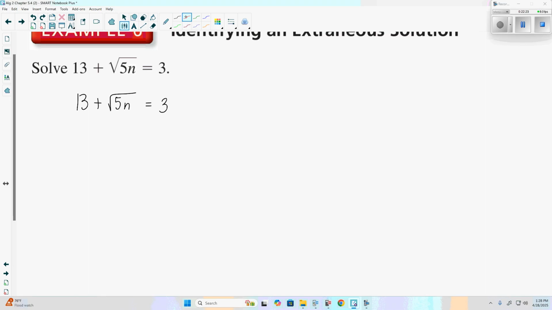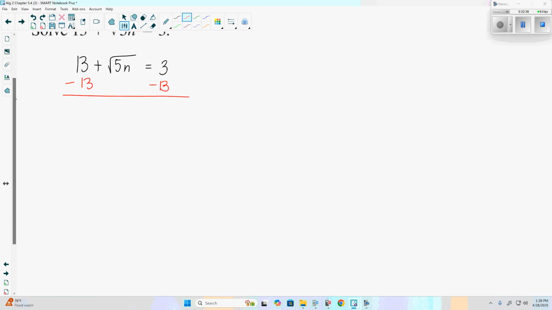13 plus the square root of 5n equals 3. Is there one radical? So get it by itself. We would subtract 13 from both sides. This simplifies, leaving us with the square root of 5n is equal to -10.